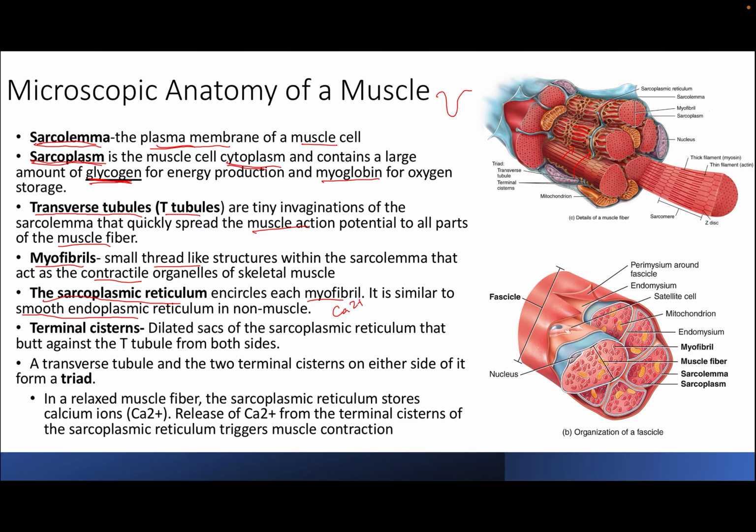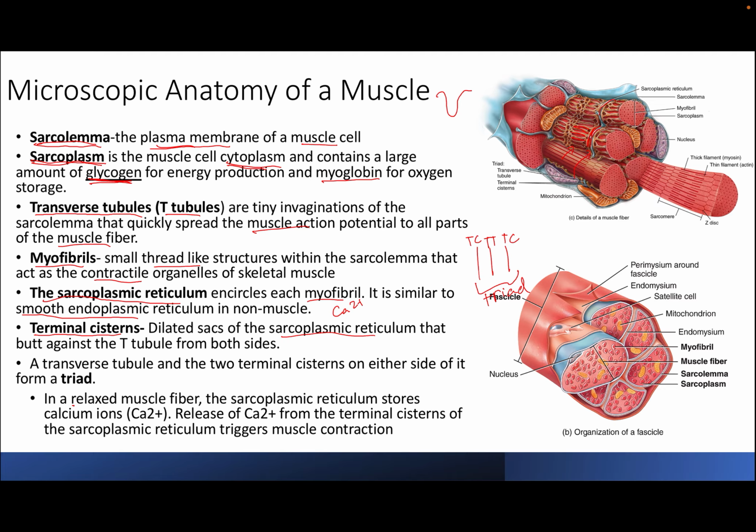All right. The terminal cistern, on the other hand, is just going to be the dilated sac portion of our sarcoplasmic reticulum. And this is going to butt up against our T-tubule. So we've got kind of a sandwich on either side. We've got a terminal cistern, our T-tubule, and then another terminal cistern, right? This whole group here is then going to be called a triad, all right? Now, this structure is really super important when it comes time for the muscle to actually contract.